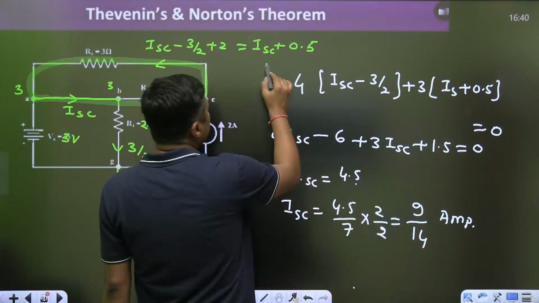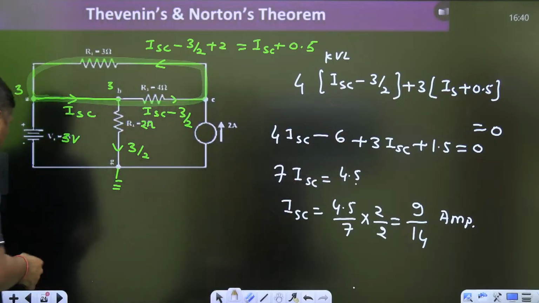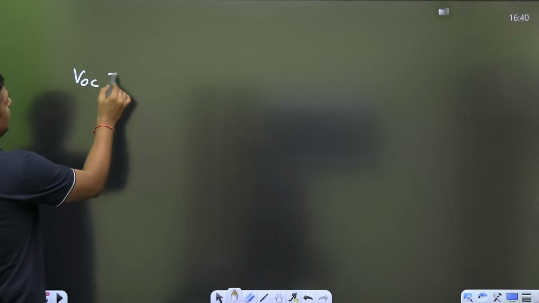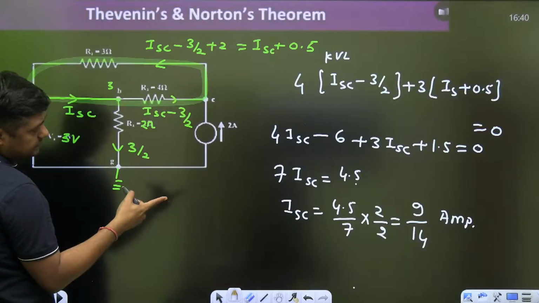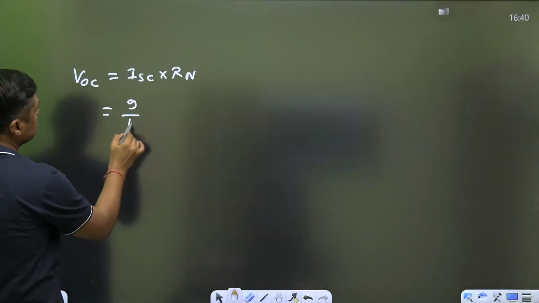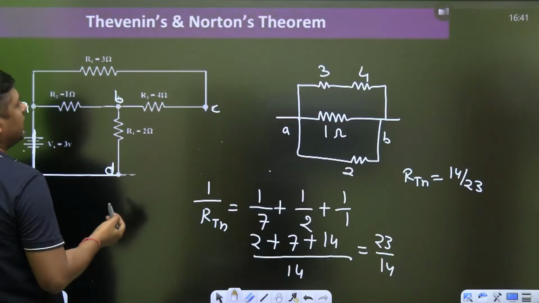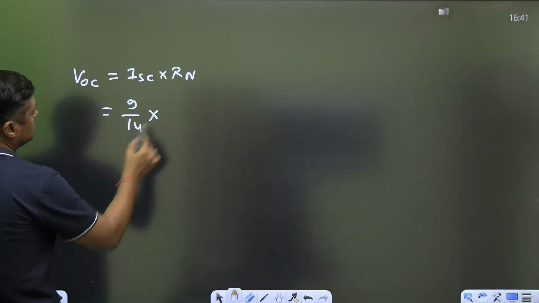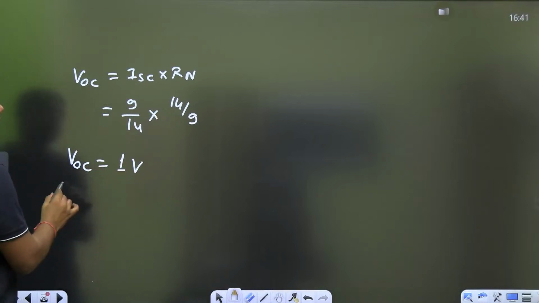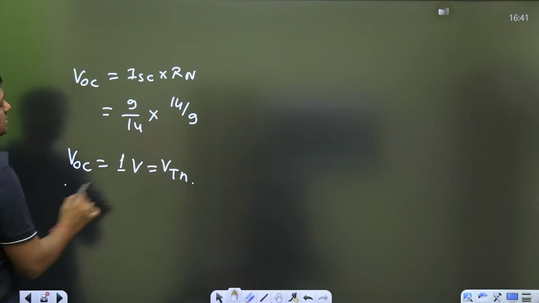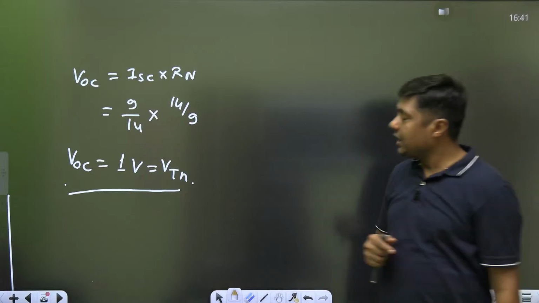Okay, one thing that is easy: if this is the KVL, you will get the ISC and VOC. So it is very easy to find the VOC. What is the VOC? I have already said ISC into RN. ISC is 9/14, RN is 14/9. What is the VOC? 1 volt. This is nothing but VTH. 1 volt. VOC is what? 1 volt. Can you verify it?